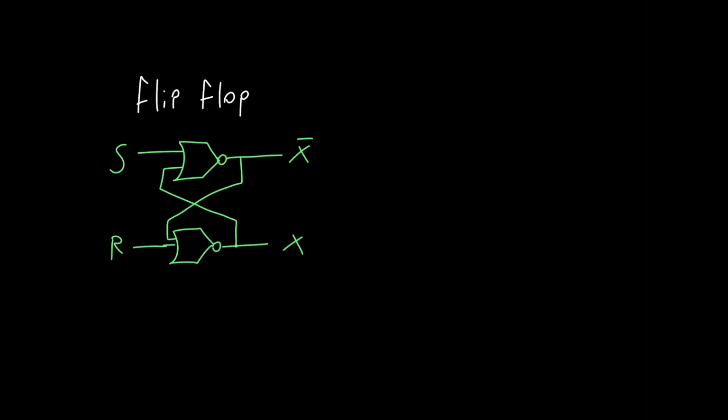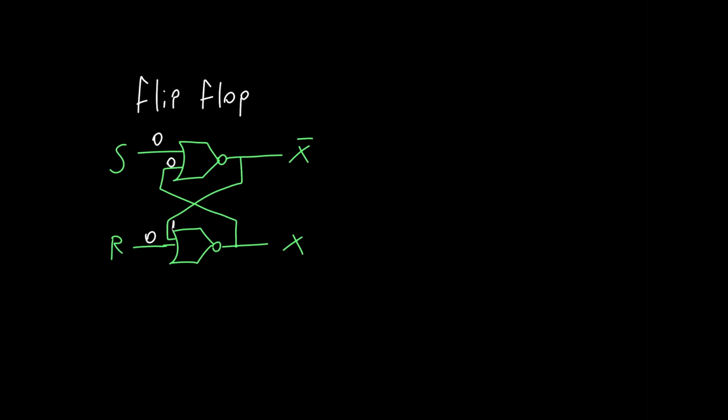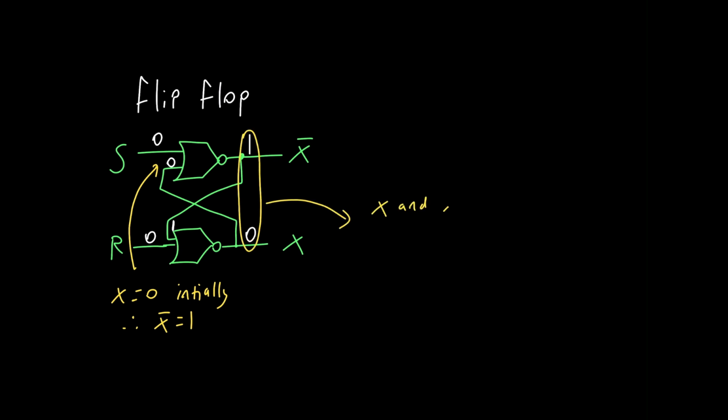Here is a flip-flop. It contains logic gates we have already seen, the NOR gate. S stands for set and R stands for reset. The output, X, determines what is next alongside the inputs. Let's consider some inputs to explain. If we say that X is 0 initially, then X bar is 1. If 0, 0 is input, then by simply considering each NOR gate, the outputs become 1, 0, as shown. These have not changed, so 0, 0 doesn't change anything. So it's called hold.